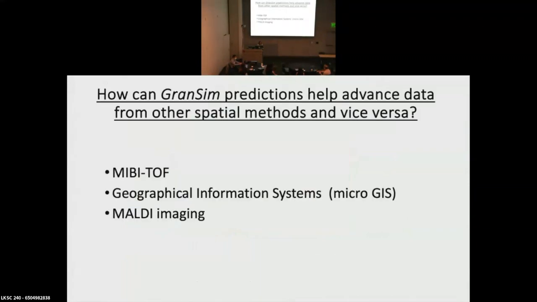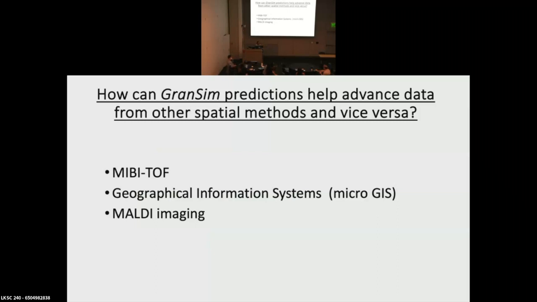Okay, since we're at a conference about imaging, I wanted to share with you 3 ways that we use MIBI-TOF data, in collaboration with Mike Angelo and his group. Geographical information systems, we work with Russ Butler and his group. He's going to be talking this morning. And then also somebody mentioned MALDI imaging yesterday, so we also use some MALDI imaging as well.